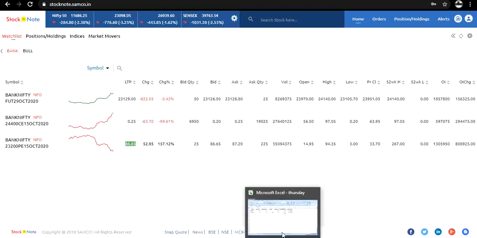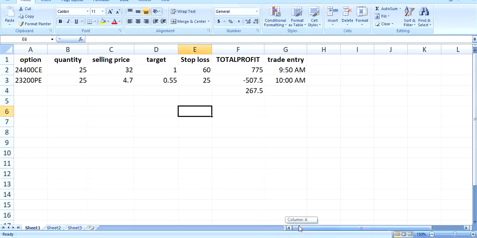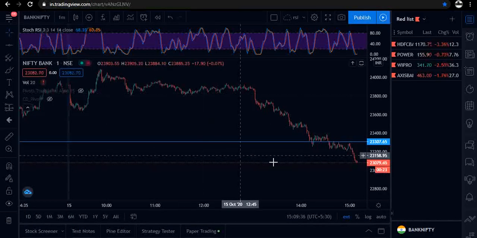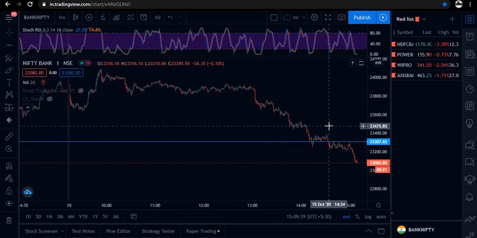So let us come on to our Excel sheet where we made our entry. So here you can see traders that in 24,400 call we made a profit of 775 rupees, and in put we gained the loss of 507. So our overall profit was 267.5 rupees. So traders, this was our today's trade, and hope you learned something from this.